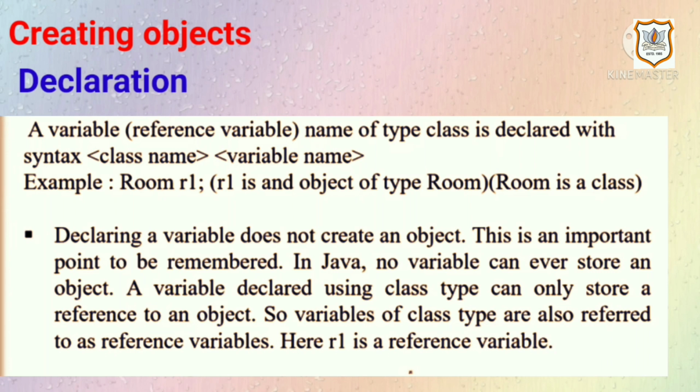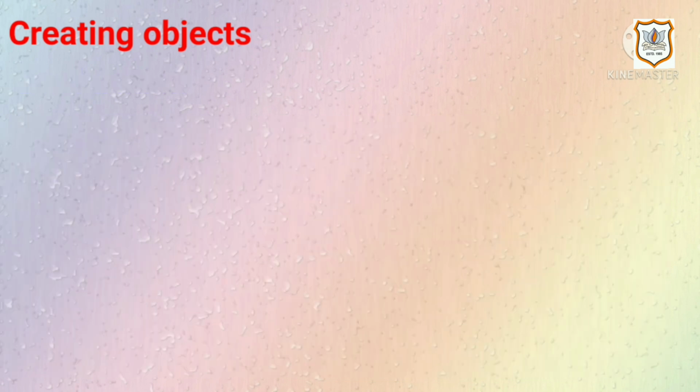Declaring a variable does not create an object. In Java, no variable can ever store an object. A variable declared using a class type can only store a reference to an object. So, variables of a class type are also referred to as reference variables. Here, R1 is a reference variable.